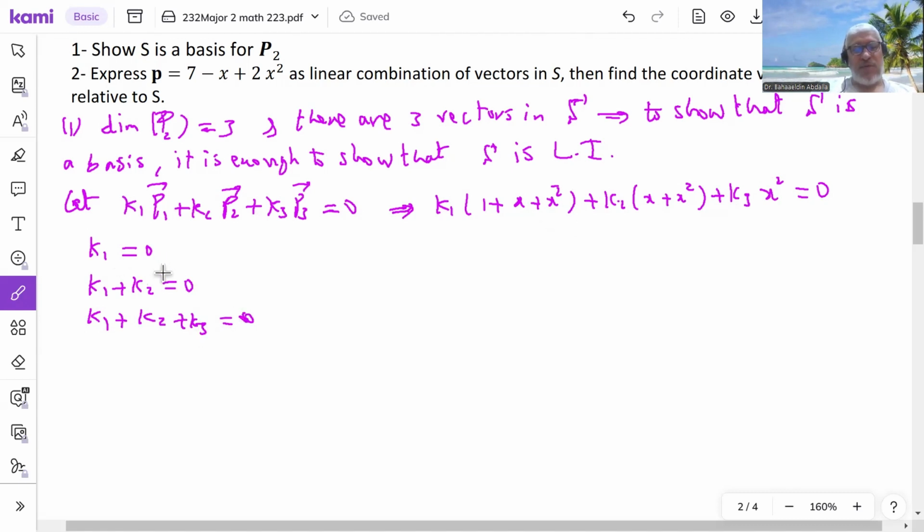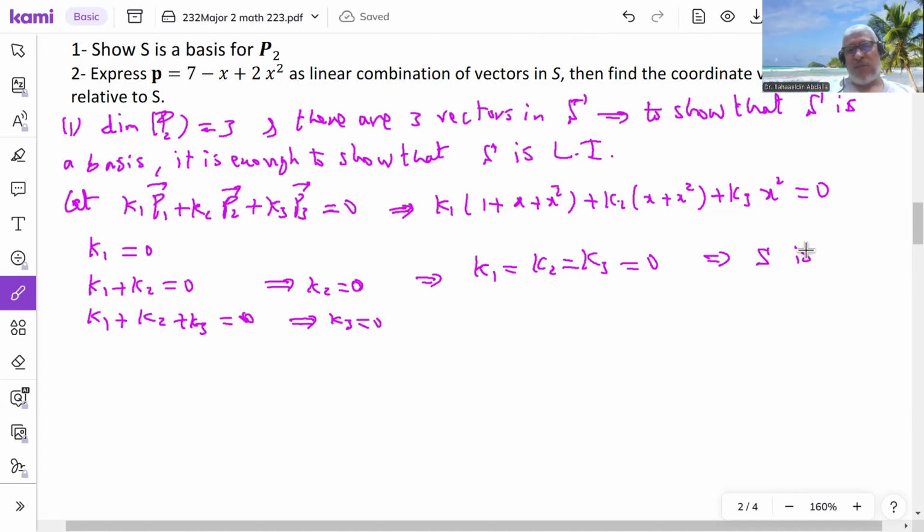It's clear that K1 is 0. So from here I'll have K2 is 0. And from here I'll have K3 is 0. So K1 equals K2 equals K3 equals 0. So S is linearly independent, then S is a basis for P2.